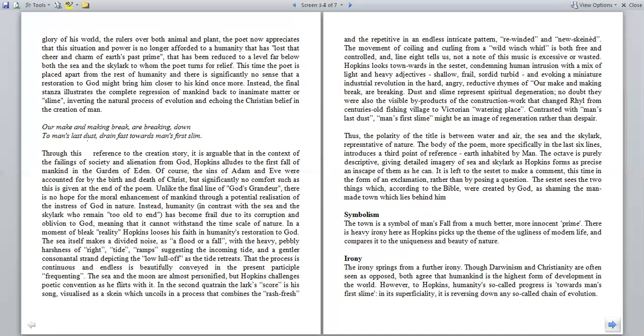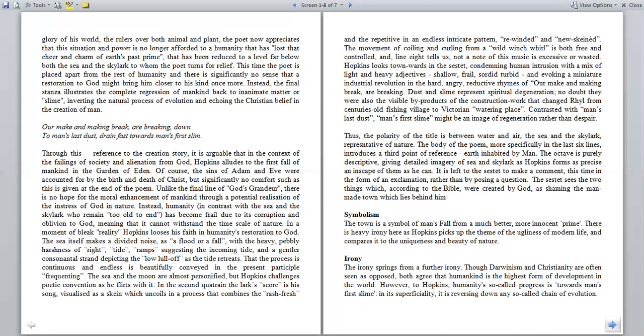Now comes the heading Symbolism. The town is a symbol of man's fall from a much better, more innocent prime. There is heavy irony here as Hopkins picks up the theme of the ugliness of modern life and compares it to the uniqueness and beauty of nature. There is irony in the poem.